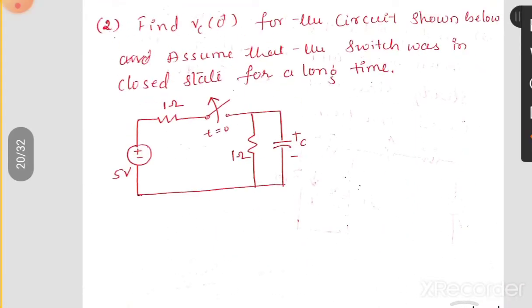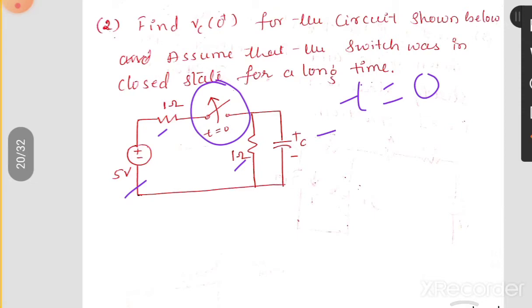Find Vc of 0 plus. So Vc is the voltage across this capacitor. For the circuit shown below, assume that the switch was in a closed state for a long time. Now observe this circuit. It consists of a voltage source, 1 ampere, 1 volt, 1 ohm, 1 ohm and a capacitor C. What is the switching action? You are going to open the switch at t equal to 0.